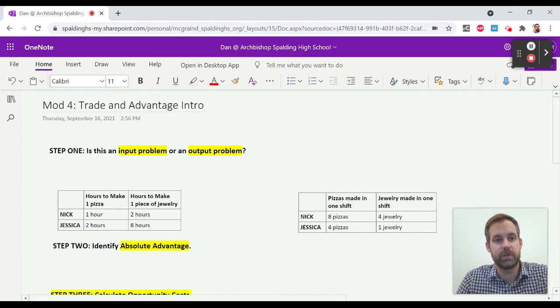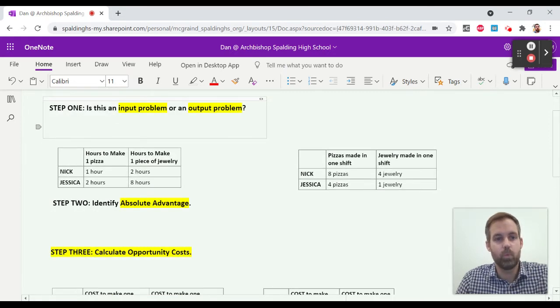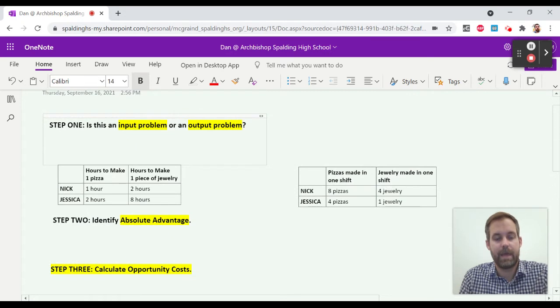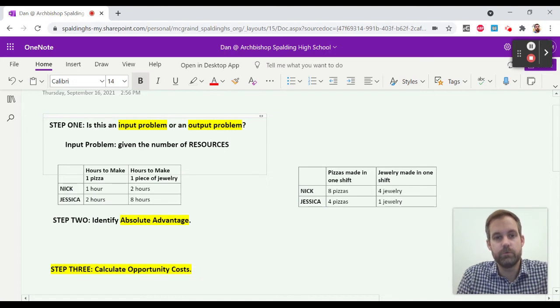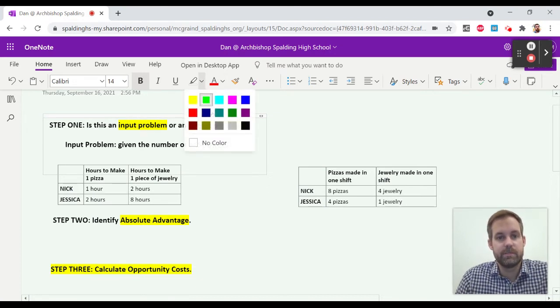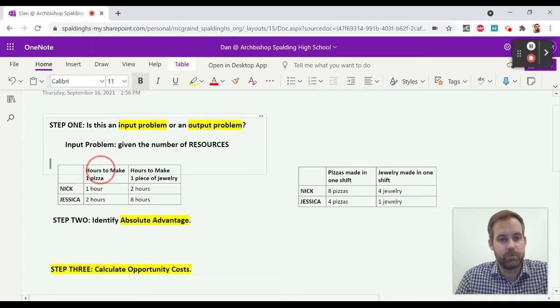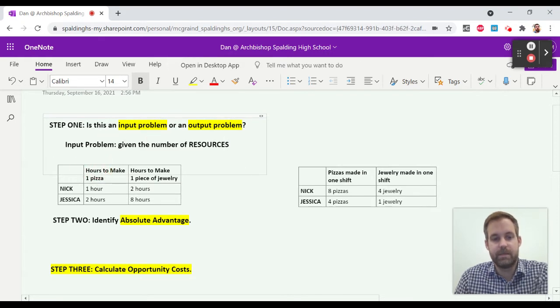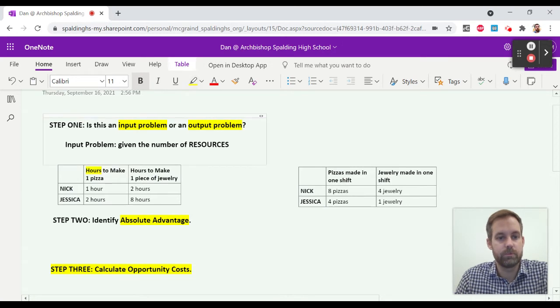So, 4 steps to calculating your advantages. Step 1 is you need to determine whether you are looking at an input problem or an output problem. In an input problem, you are going to be given the number of resources that are used in production. So we can see here that this chart represents an input problem because it is giving us the number of hours that it takes Nick and Jessica to produce. So it takes Nick 1 hour. That's not that he produces 1 pizza. It takes him 1 hour to produce pizza. So we call that an input problem.